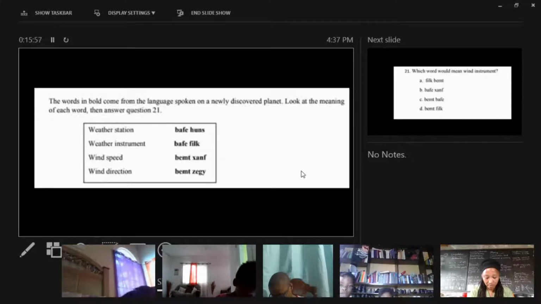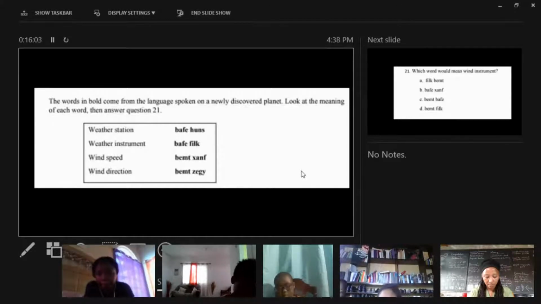The words in bold come from the language spoken on a newly discovered planet. Look at the meaning of each word, then answer question 21.